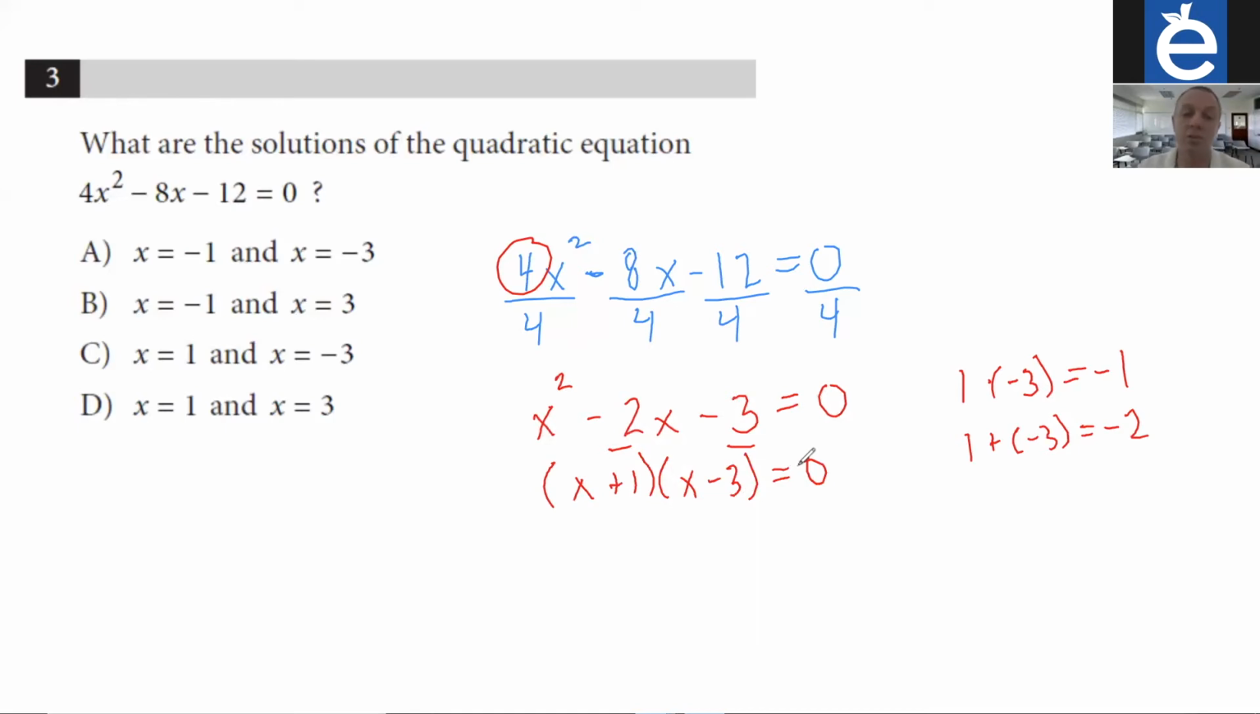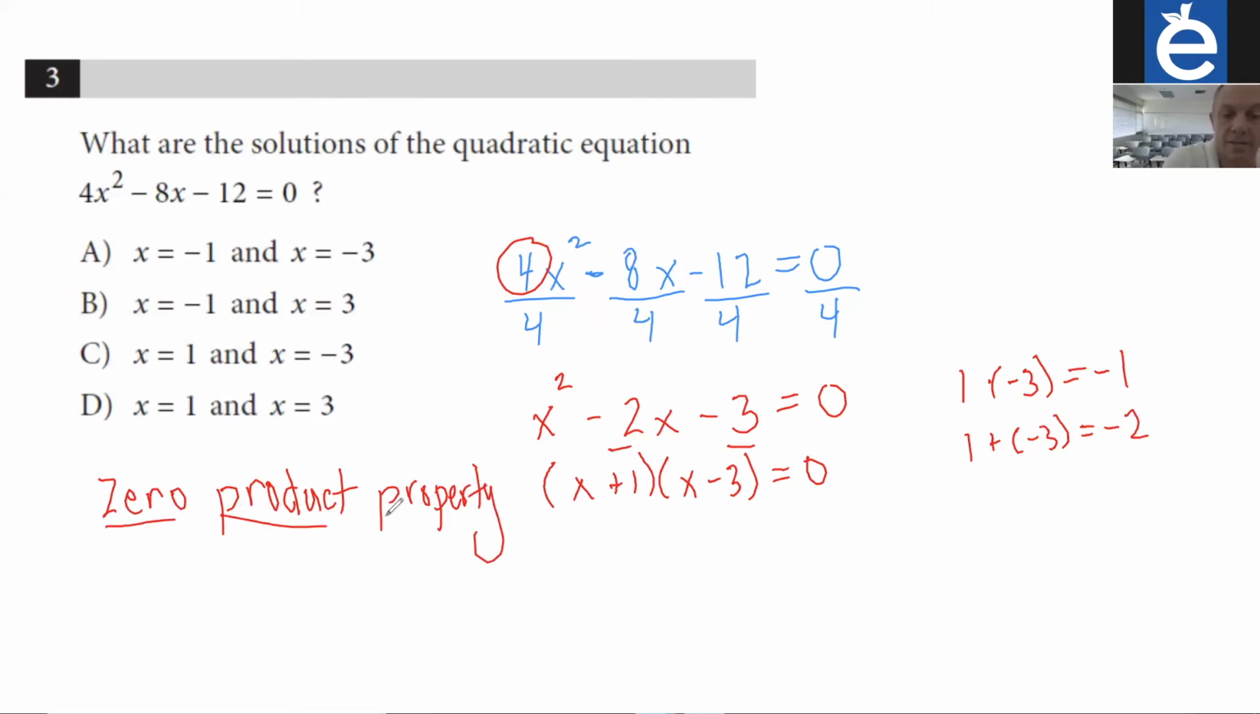To solve this equation, it's the zero product property, which essentially says 0 times anything is 0. All right, try to keep this tidy over here. So in essence, we could take x plus 1 and set that equal to 0, or we could take the x minus 3 and set that equal to 0.